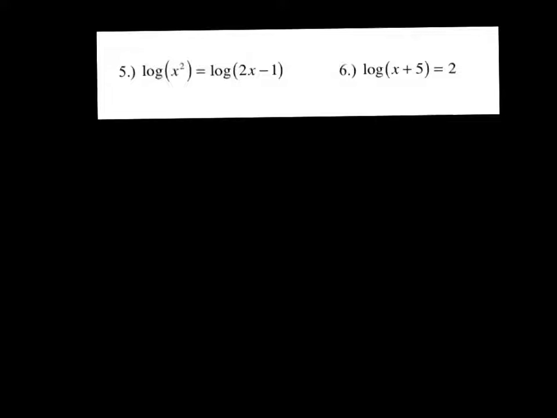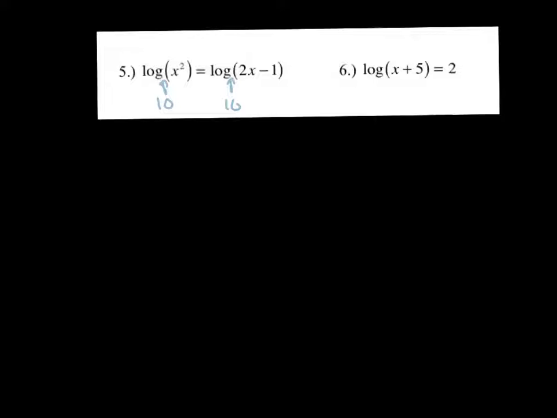Now, when you're solving log functions, same thing with exponential functions. If there is a single log with the same base on each side, you can cancel them out. So like for number 5, we have log base... remember, if you can't see it, it's log base 10. So log base 10 of x squared equals log base 10 of 2x minus 1.